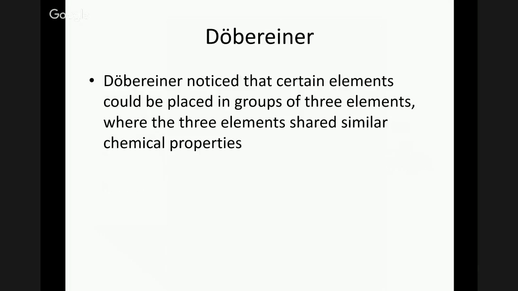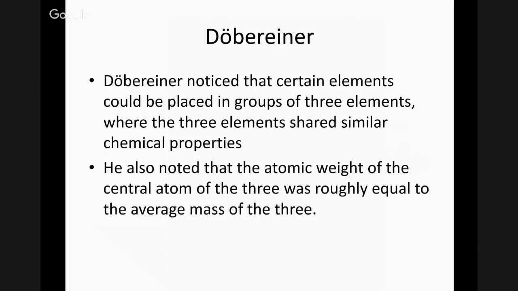Döbereiner noticed that certain elements could be placed in groups of 3 similar elements that had similar traits. He'd take a group and say, okay, these all react with water, so I'm going to make them one group. Then he would take another group and say, these are all stable and gaseous at room temperature, make them a group. And he would divide all of these atoms into groups of 3.